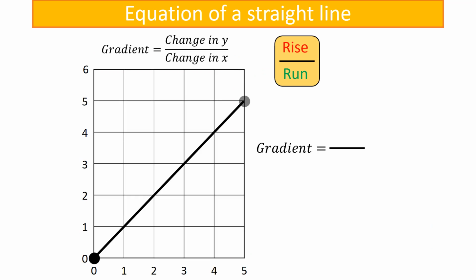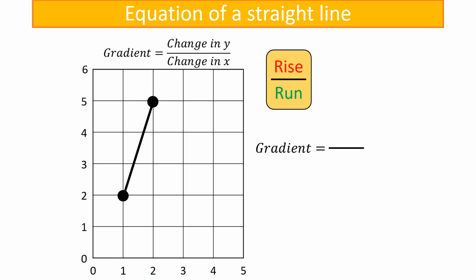First of all, you need to remember how to find the gradient. The gradient describes the steepness of the line, and to work out the gradient we need to divide change in y by the change in x. So for my line, the change in y is 5 and the change in x is also 5. So when I divide 5 by 5, I get 1. So that means the gradient of this particular line is 1.